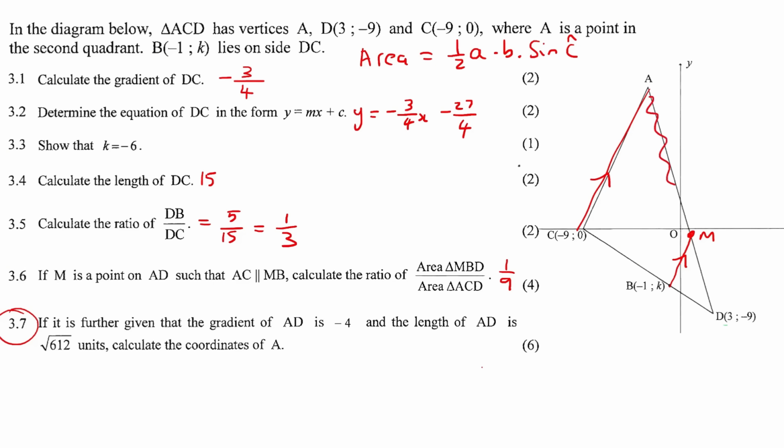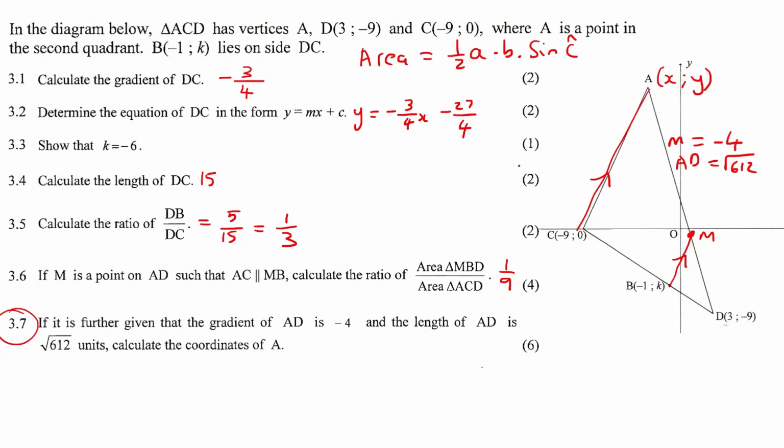-4. Okay, so now we have the gradient of this line as -4. So its gradient is -4. And the length of AD is 600, or the square root of 612 units. Calculate the coordinates of A. Actually pretty straightforward. We know that the coordinates of A are X and Y. So there's 2 unknowns. They've given us 2 pieces of information, so we shouldn't have a problem.